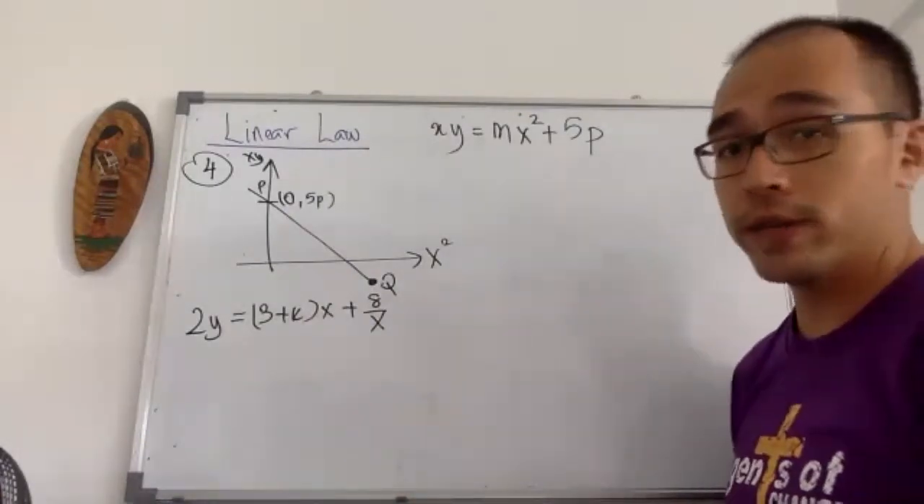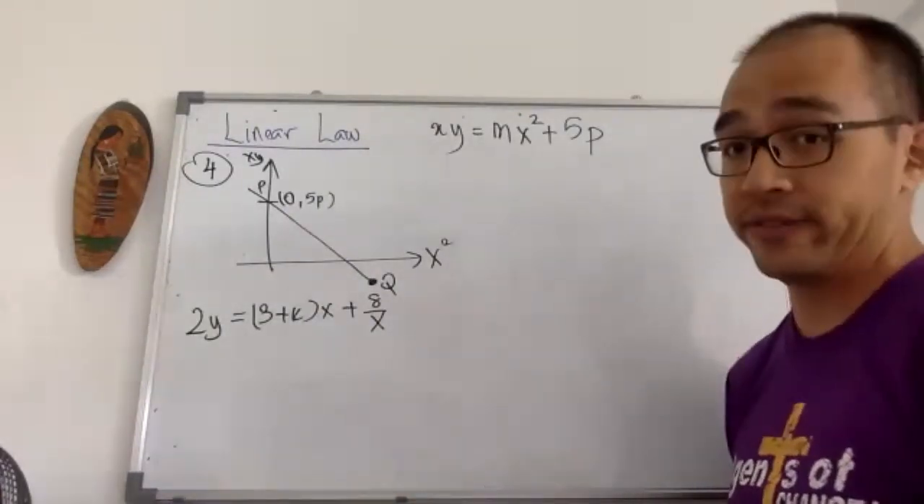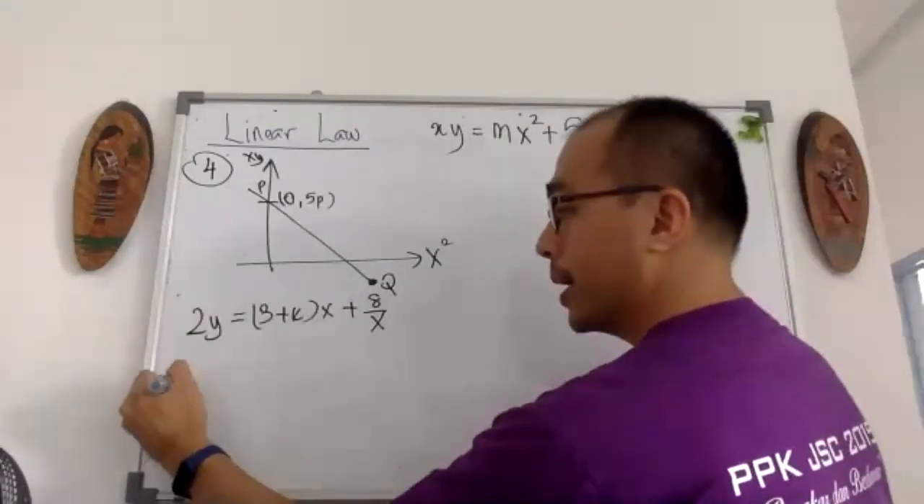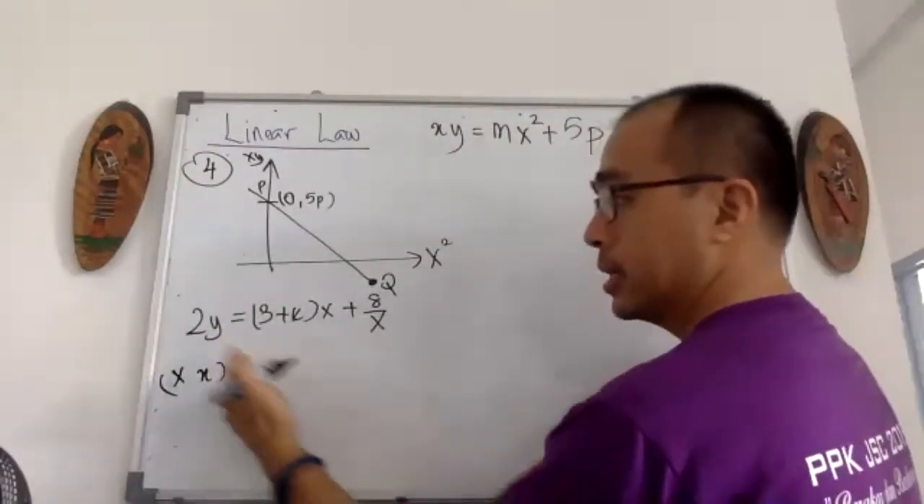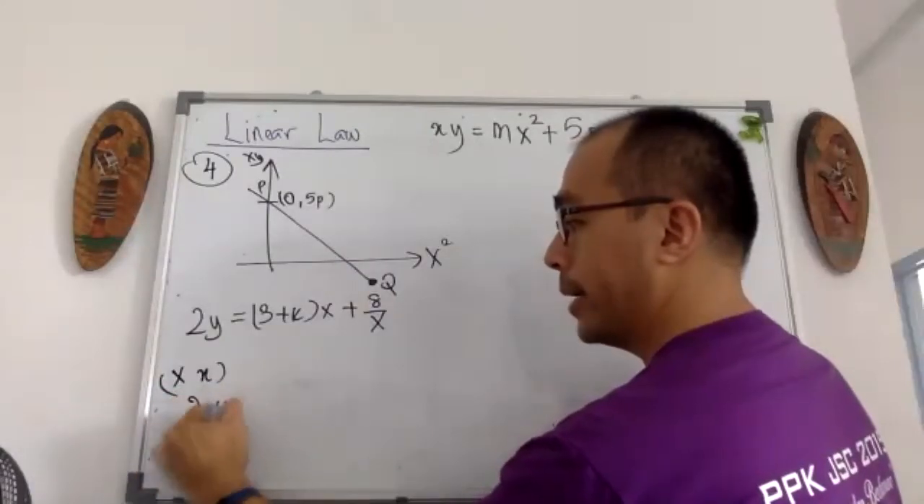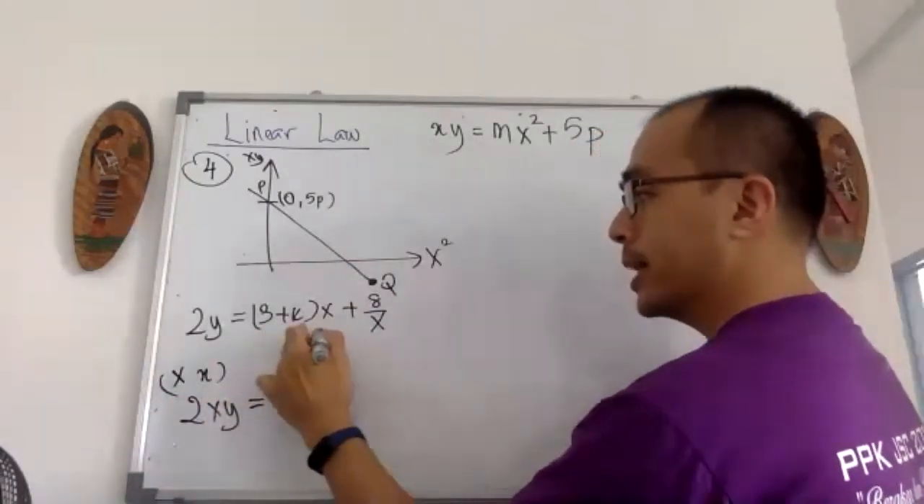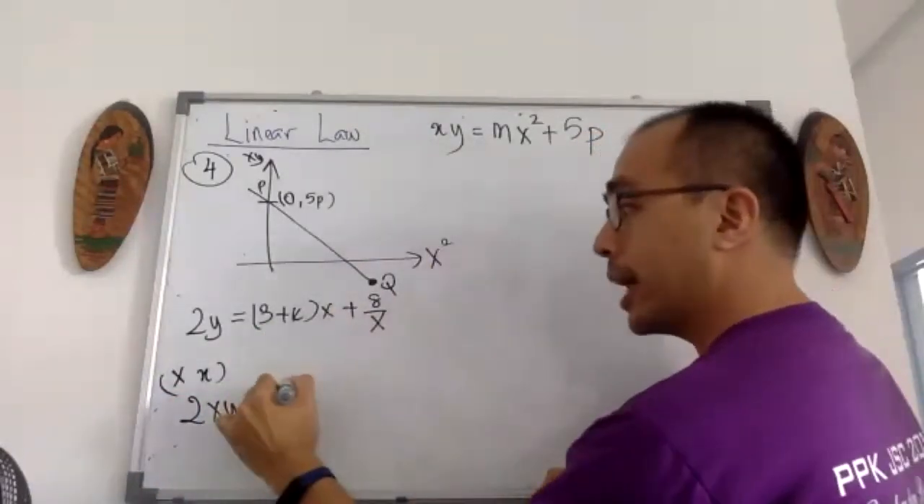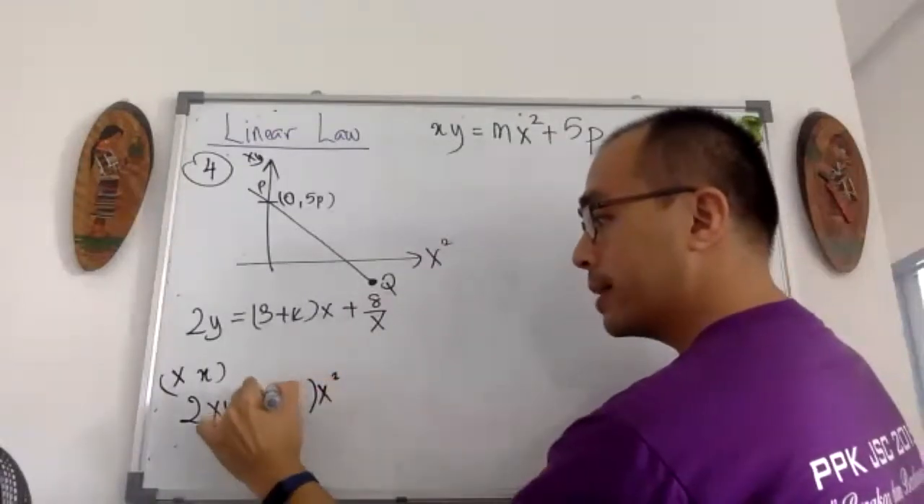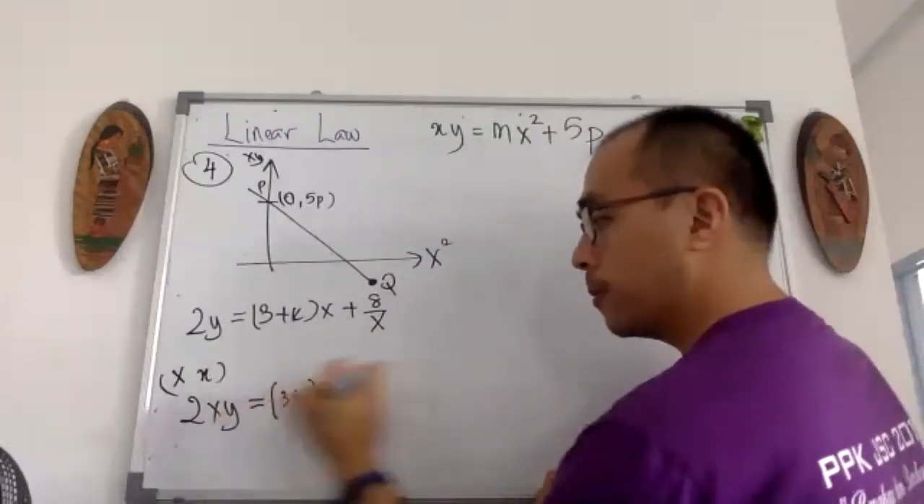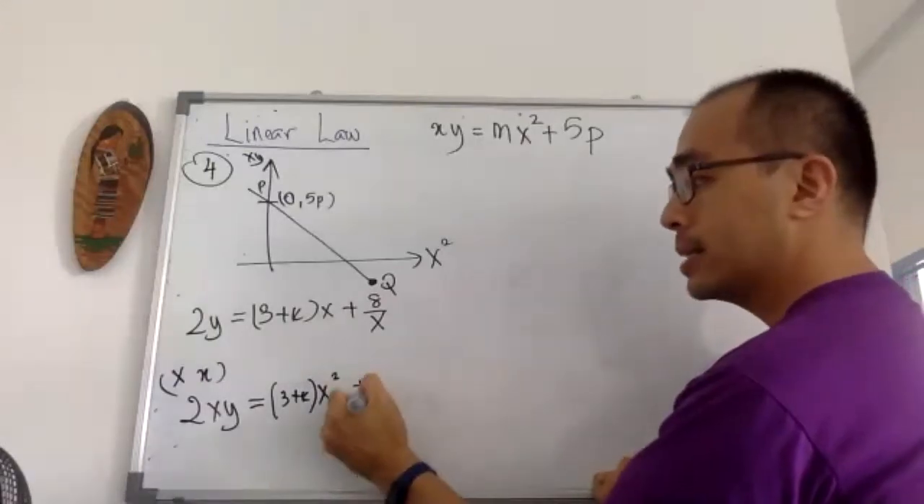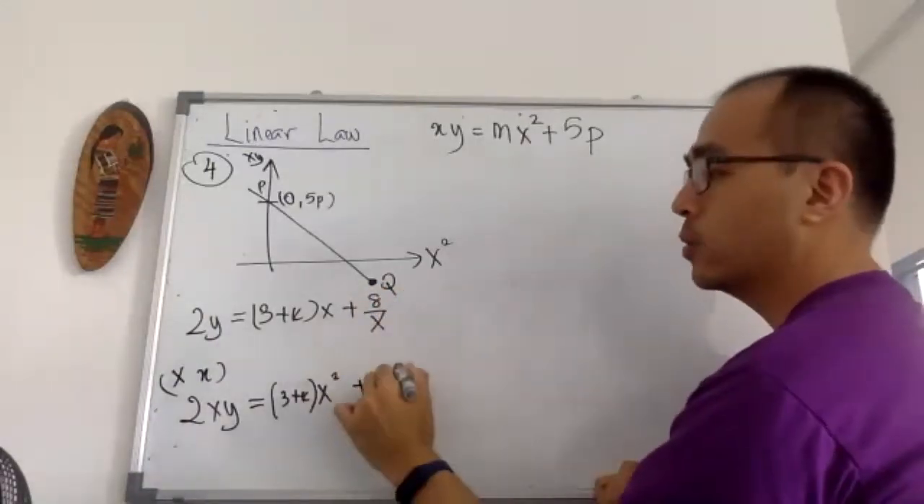Let's choose which one to do first. I suggest that we put in the x first. So I multiply everything by x. So I get 2xy equals 3 plus k, x times x is x squared, plus 8 over x times x will just give you 8.